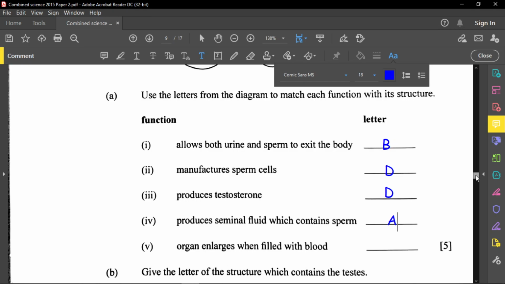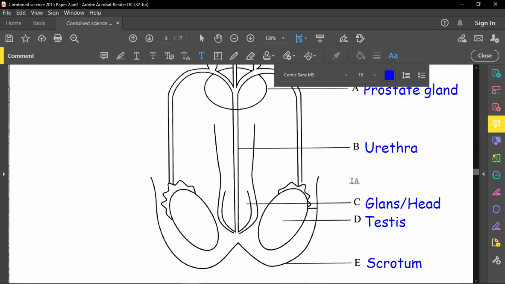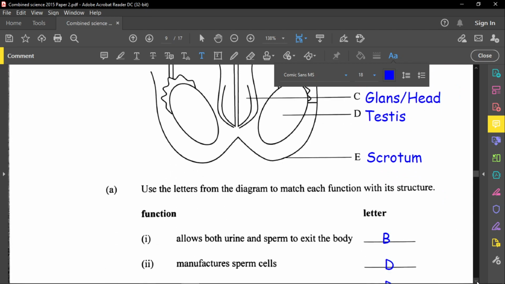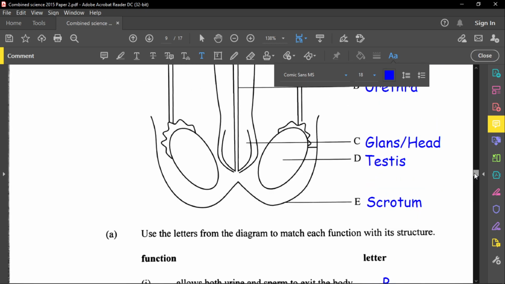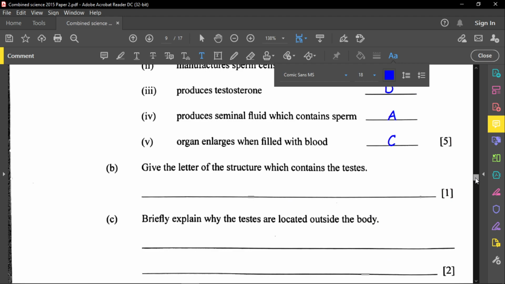And this is the penis, or anywhere on the penis. So this is the glans or the head. But the entire penis will be filled with blood and becomes erect. So here is the penis. So this is C. Let's just confirm, yeah, C. Glans, or head of the penis.